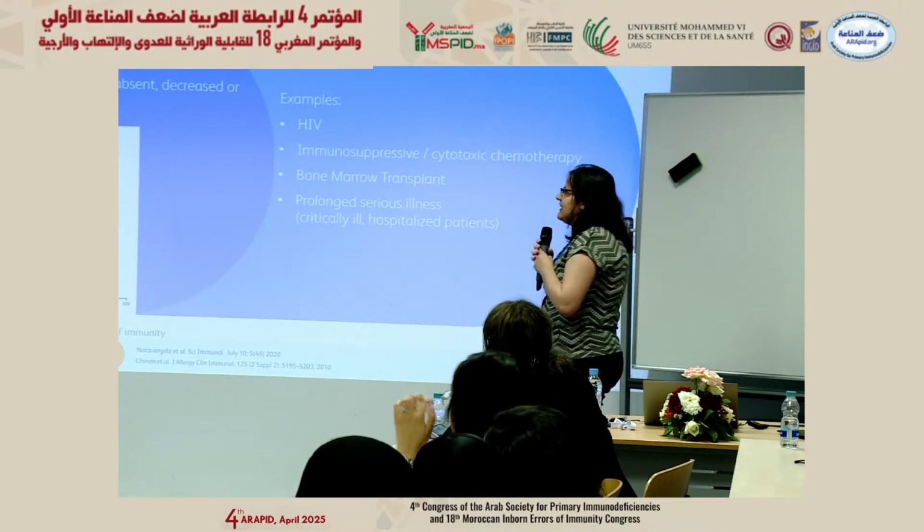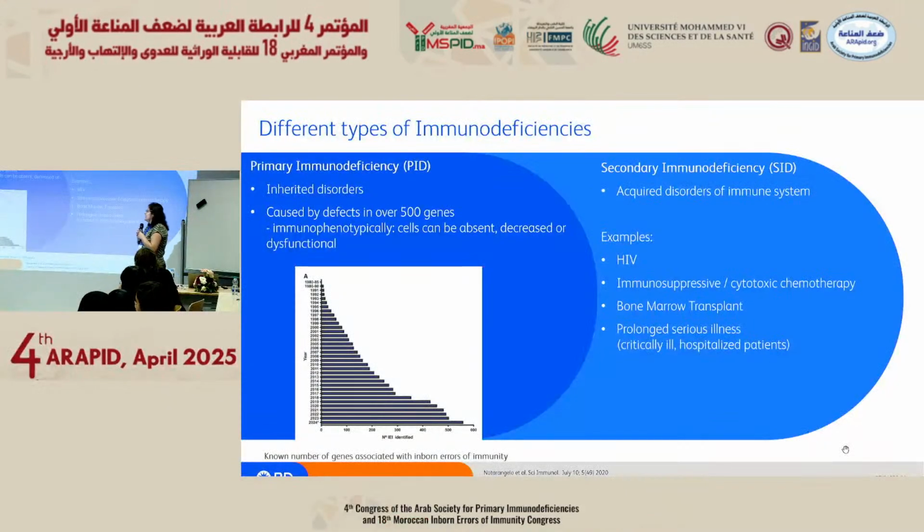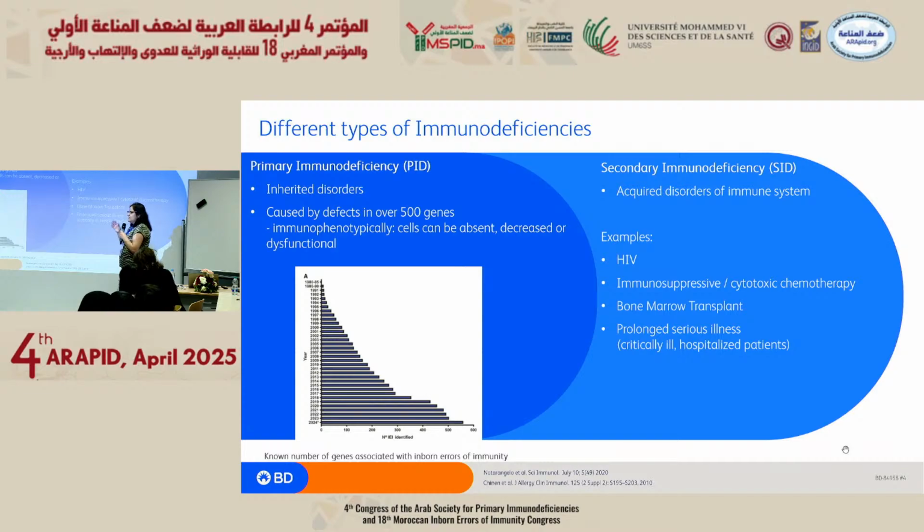So as you know, there are different types of immunodeficiencies. The primary immunodeficiencies, which is what we are going to talk about today, are inherited disorders caused by defects in over 500 genes, but immunophenotypically, with flow cytometry, what you see is that cells can be absent, decreased, or dysfunctional. This is actually updated because I found out that the publication was just released 10 days ago. And then secondary immunodeficiencies, which can sometimes be confused with primary deficiencies. They are acquired disorders of the immune system, and it can be, for example, HIV or bone marrow transplants.